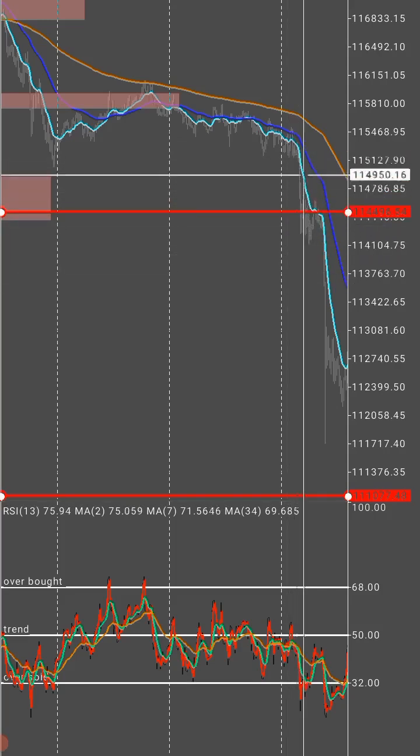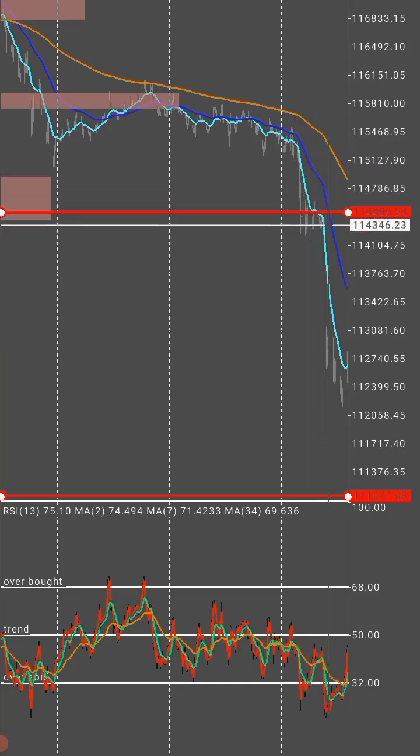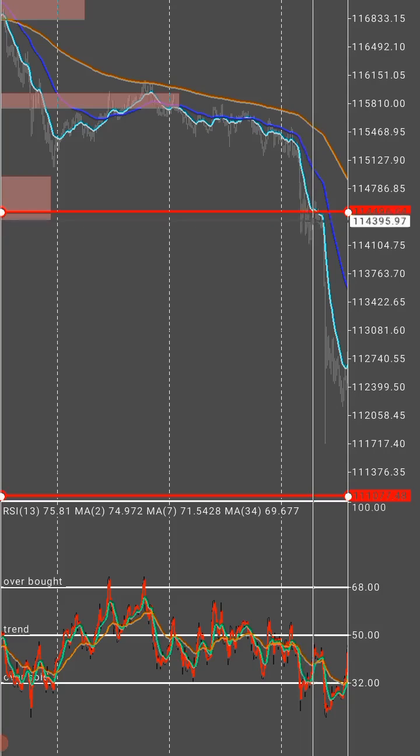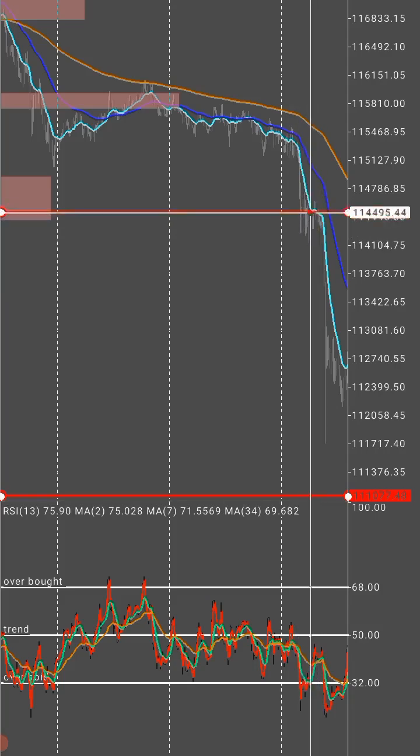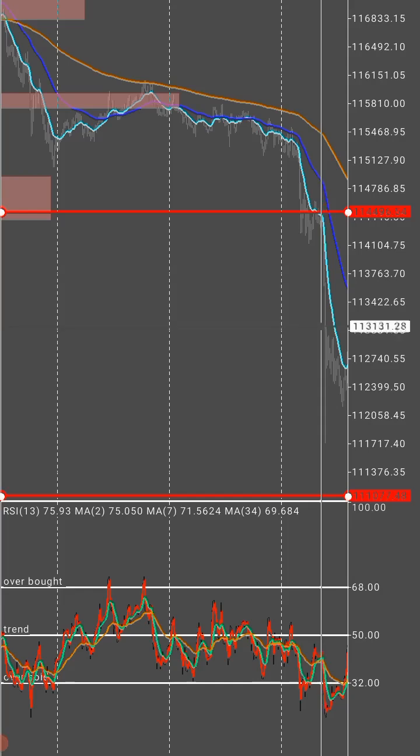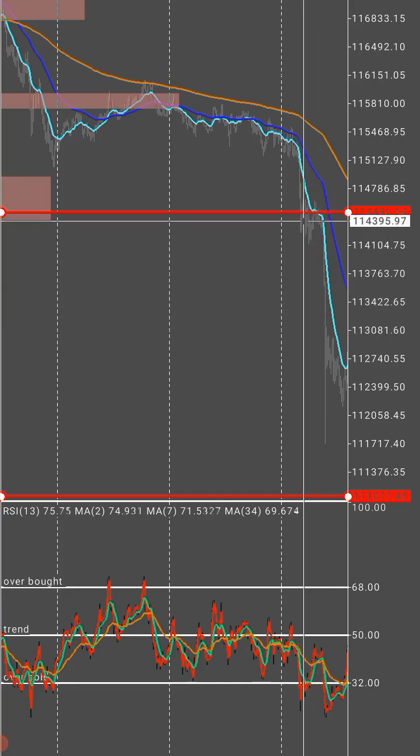Now, after this, the next consolidation should be your what? Should be your entry point. Make sure you look for a good chart pattern and a good confluence for you to enter this particular trade. Make sure. Why? Because this shows that institutions are actually interested in the sell.